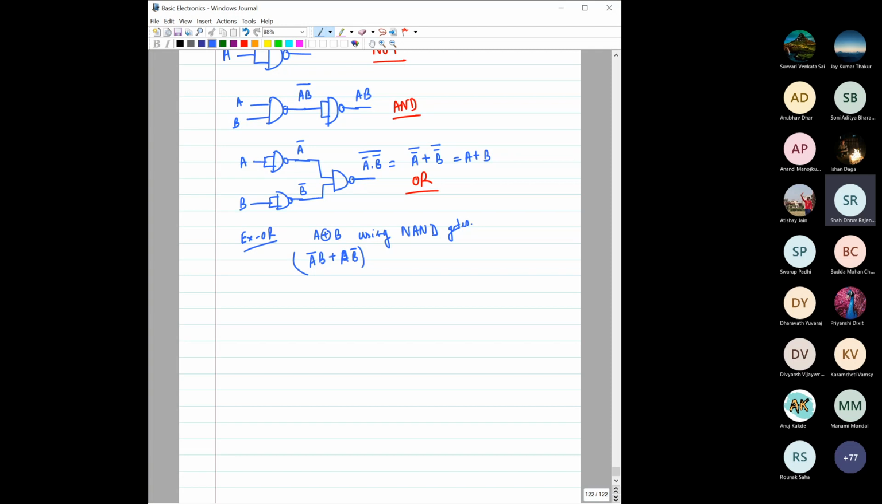Can we use the intersection gate, sir? Intersection gate means which gate? Sir, AND gate. Yeah, you can obviously use AND gate. No, AND gate means no, you can use only NAND gate here. You cannot use any other gate.